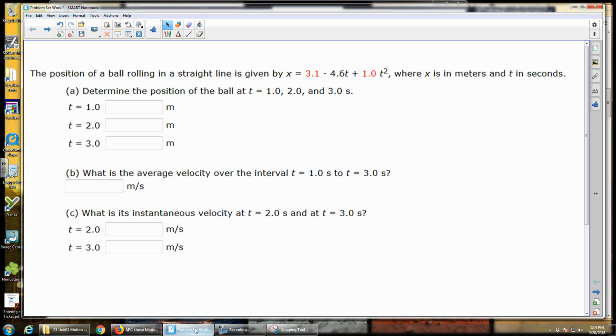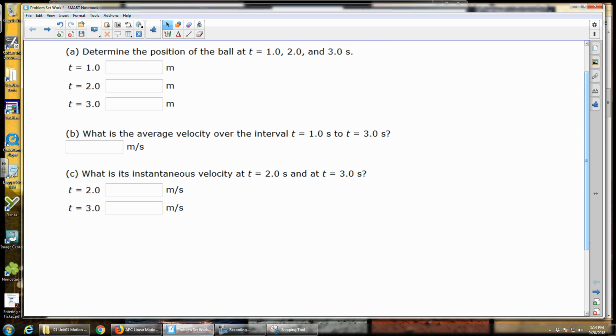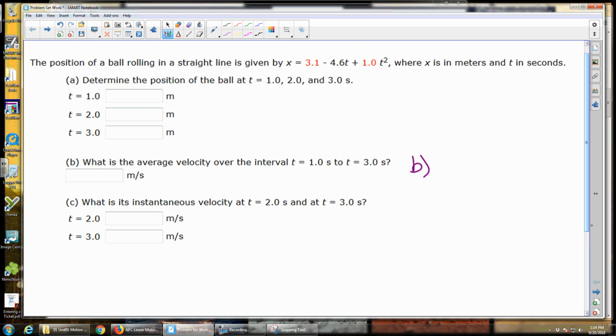What is the average velocity over the interval from t equals 1 second to t equals 3 seconds? Okay, so I'm going to do part B here. See if I can work small. I'm going to remember that velocity is the derivative of the position. And so the derivative of 3.1 is 0, and then I have negative 4.6 plus 2t.